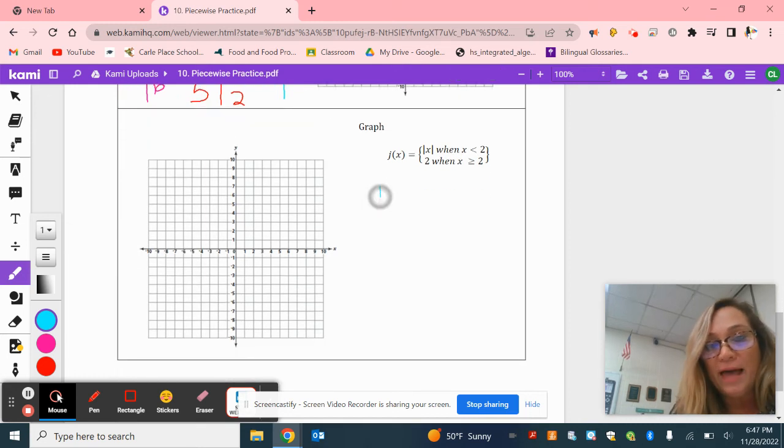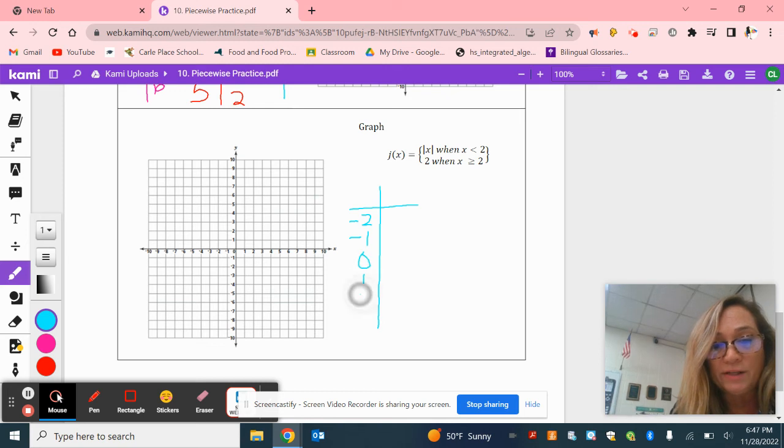Okay, you can also put all of this on your graphing calculator. Okay, so the absolute value of x when x is less than 2. So I'm going to do negative 2, negative 1, 0, 1, and 2. Okay, so the absolute value of negative 2 is 2. The absolute value of negative 1 is 1. The absolute value of 0 is 0. The absolute value of 1 is 1. And the absolute value of 2 is 2.